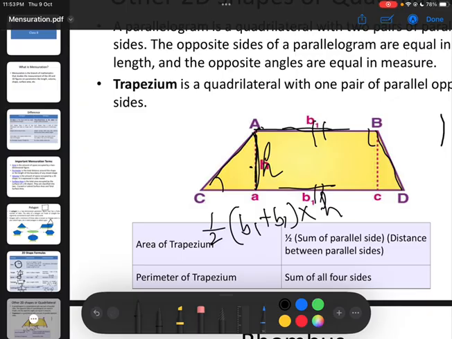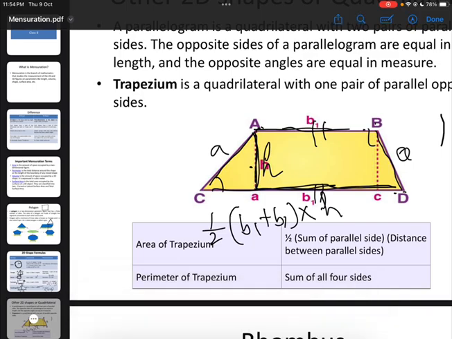Then the perimeter of the trapezium, let's say it is a. Then the sum of all sides, that is C to D, D to B, B to A and A to C. The total length of all these is known as the perimeter of the trapezium, which is the sum of all sides.